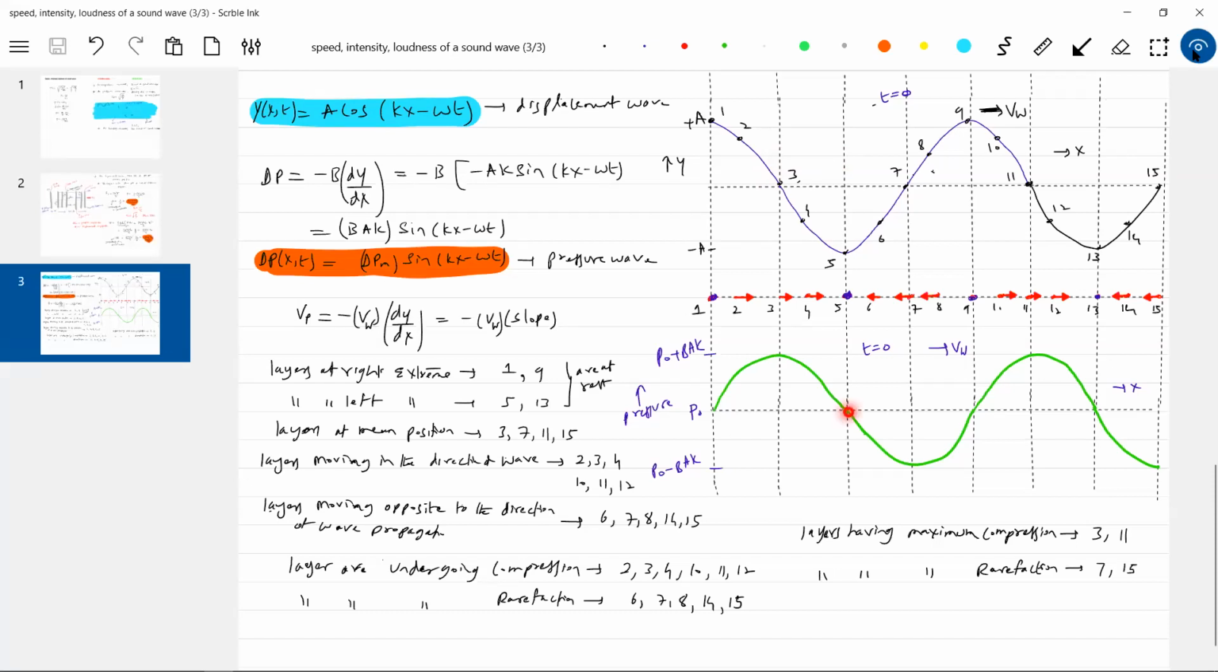What about the layers where pressure is equal to P naught? No compression, no rarefaction. What are those layers? 1, 5, 9, 13. You look at the pressure at this point. What is the pressure? Equal to mean atmospheric pressure, P naught. At that instant, the pressure is P naught here.